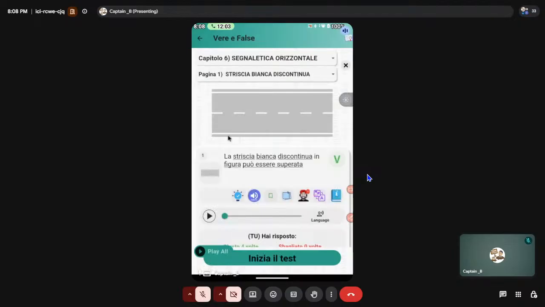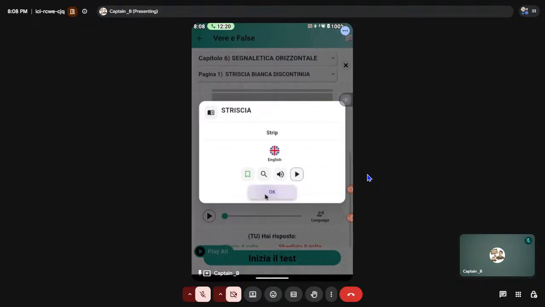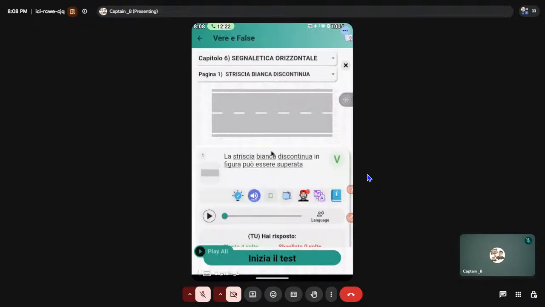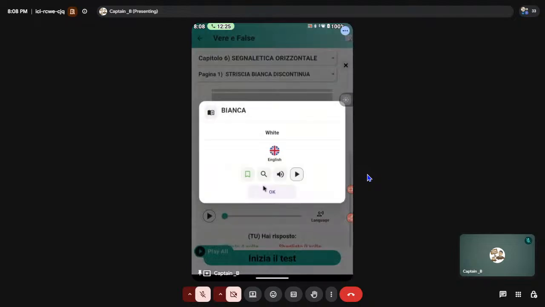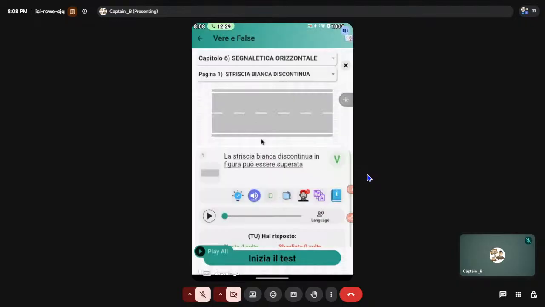All right. So let's go to number 1. Attention. La striscia bianca discontinua in figura può essere superata. Now, it says la striscia bianca, which is this line, this stripe. The strip, which is this one. Bianca meaning white. Discontinue, which is discontinuous, which is this one. It continues, it discontinues. That's the meaning of the word discontinue.